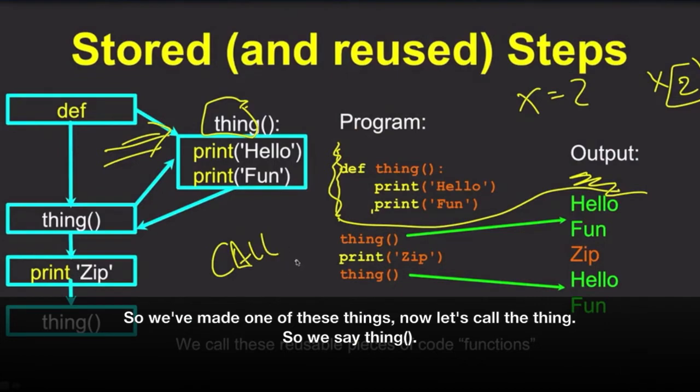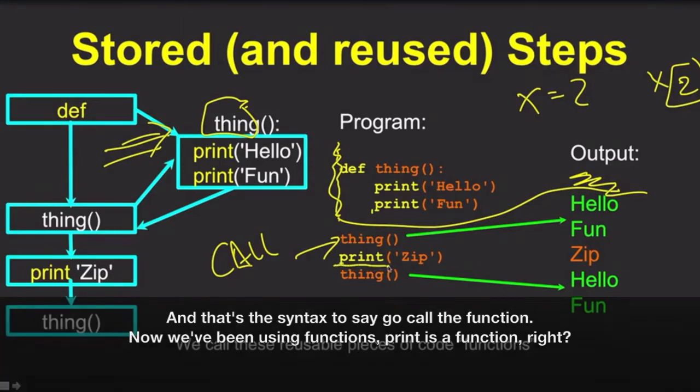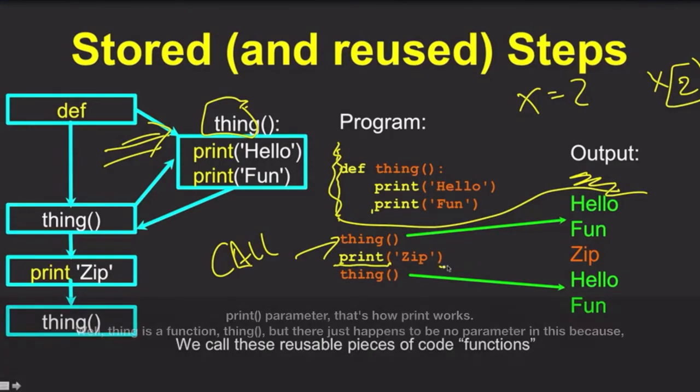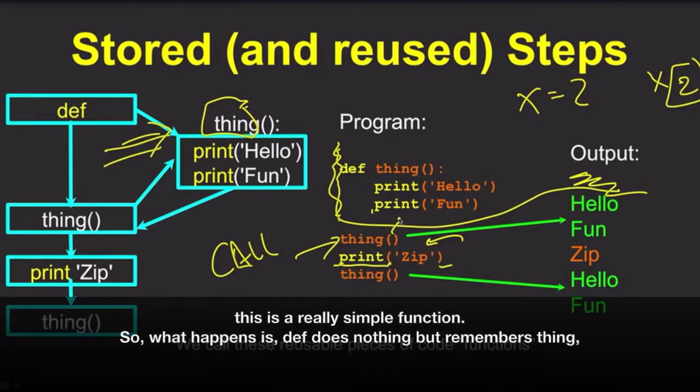So we have made one of these things. Now let's call the thing. So we say thing, and there's a syntax to say go call the function. Now we have been using functions. Print is a function, right? And print takes a parameter, that's how print works. Well, this is a function called thing, but there happen to be no parameters in this because this is really a simple function.